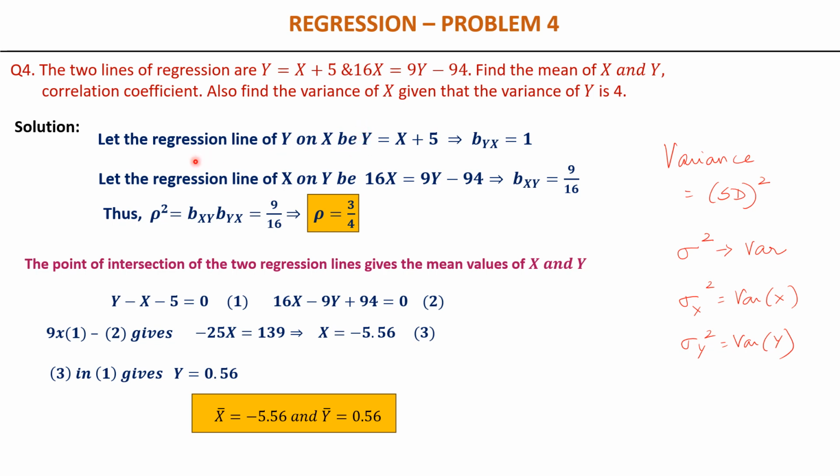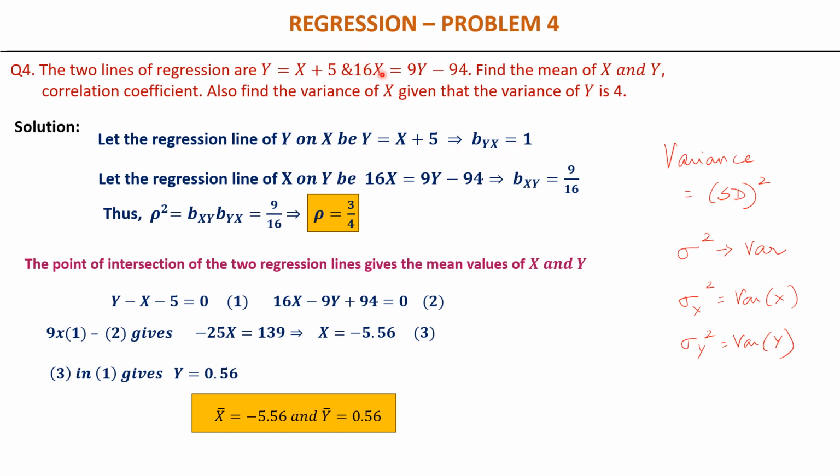Please note that the regression line of y on x is assumed to be the first equation. So when I do that, I write down the slope of the regression line of y on x, which we denote by byx. What is it given by? It's given by the coefficient of x, when the coefficient of y on the left side is 1. It's already 1 here, so that is satisfied. So byx is 1.